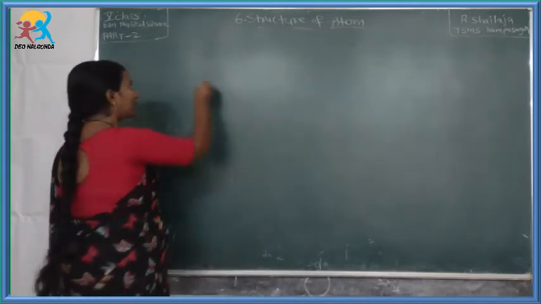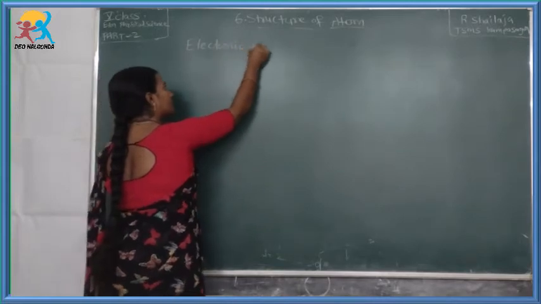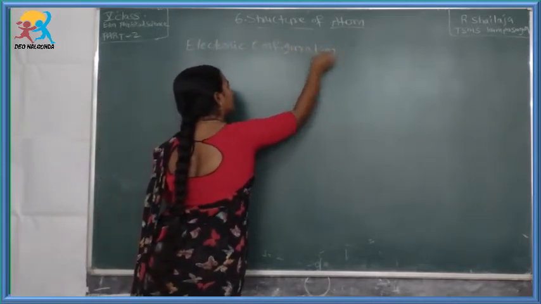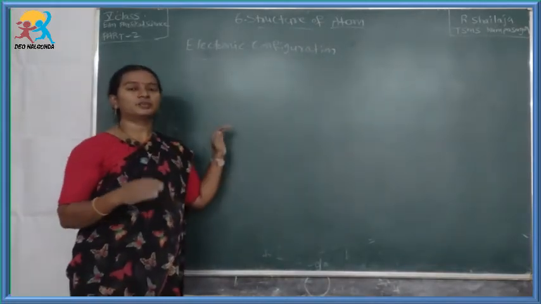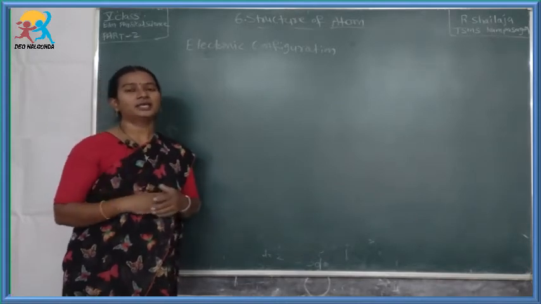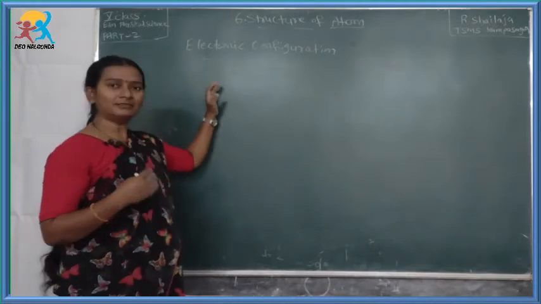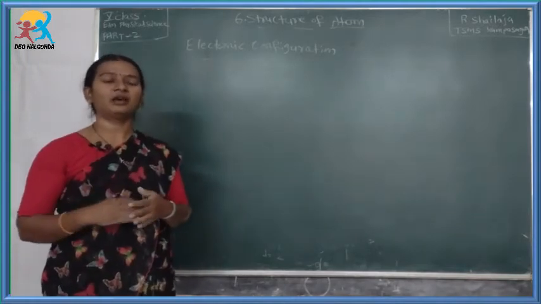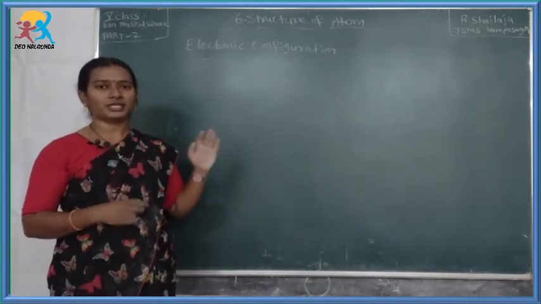First, see electronic configuration. Electronic configuration means the distribution of electrons in the atomic orbitals around the nucleus, the systematic distribution in the atom. The systematic arrangement of electrons in the atomic orbitals is considered as electronic configuration.